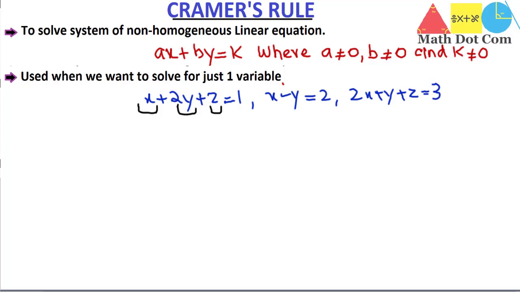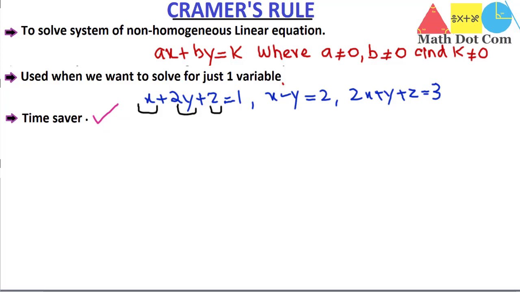The main advantage of this method over other methods of solving a system of non-homogeneous linear equations is that it is a time saver. This is the main property of Cramer's rule. You can easily solve for just one variable. You need not find the values of other variables in order to find the value of the variable that you want. This is the basic advantage of Cramer's rule over other rules.